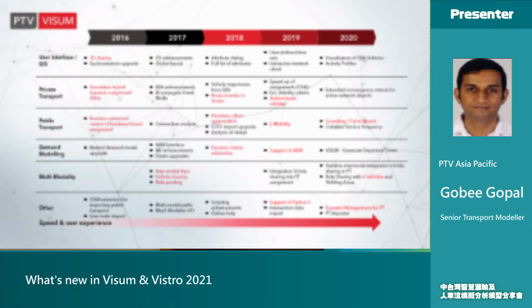As I'm explaining, it shows how committed PTV is to our customers. We are constantly improving and introducing new features in our software, either to minimize the customer's work or to have better features which can be modeled in more detail. For Visum 2021, which I'm going to talk about in this session, PTV has introduced, under public transport, crowding and fail to board, and under multimodality, ride sharing with e-vehicles and holding areas, and other scenario management for public transport.